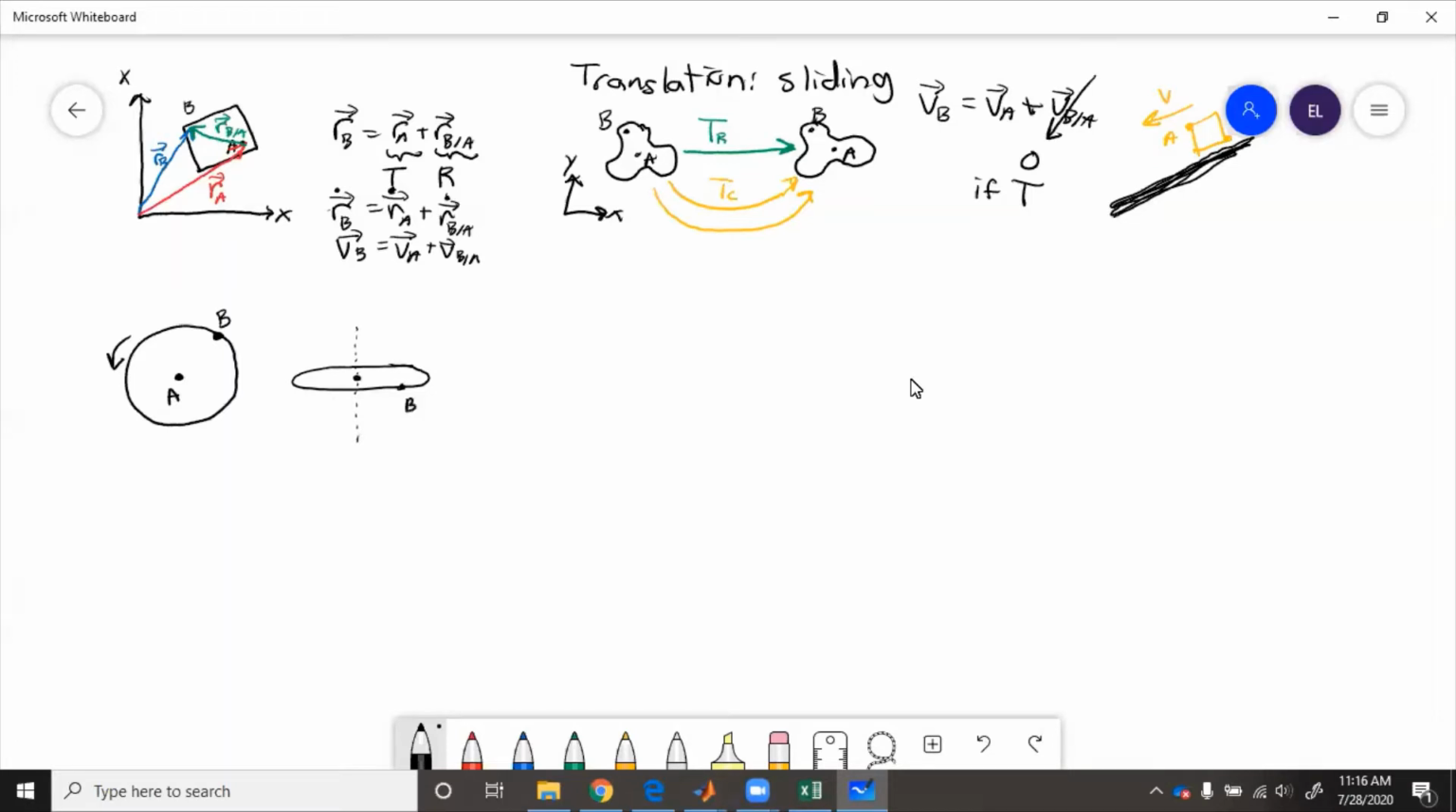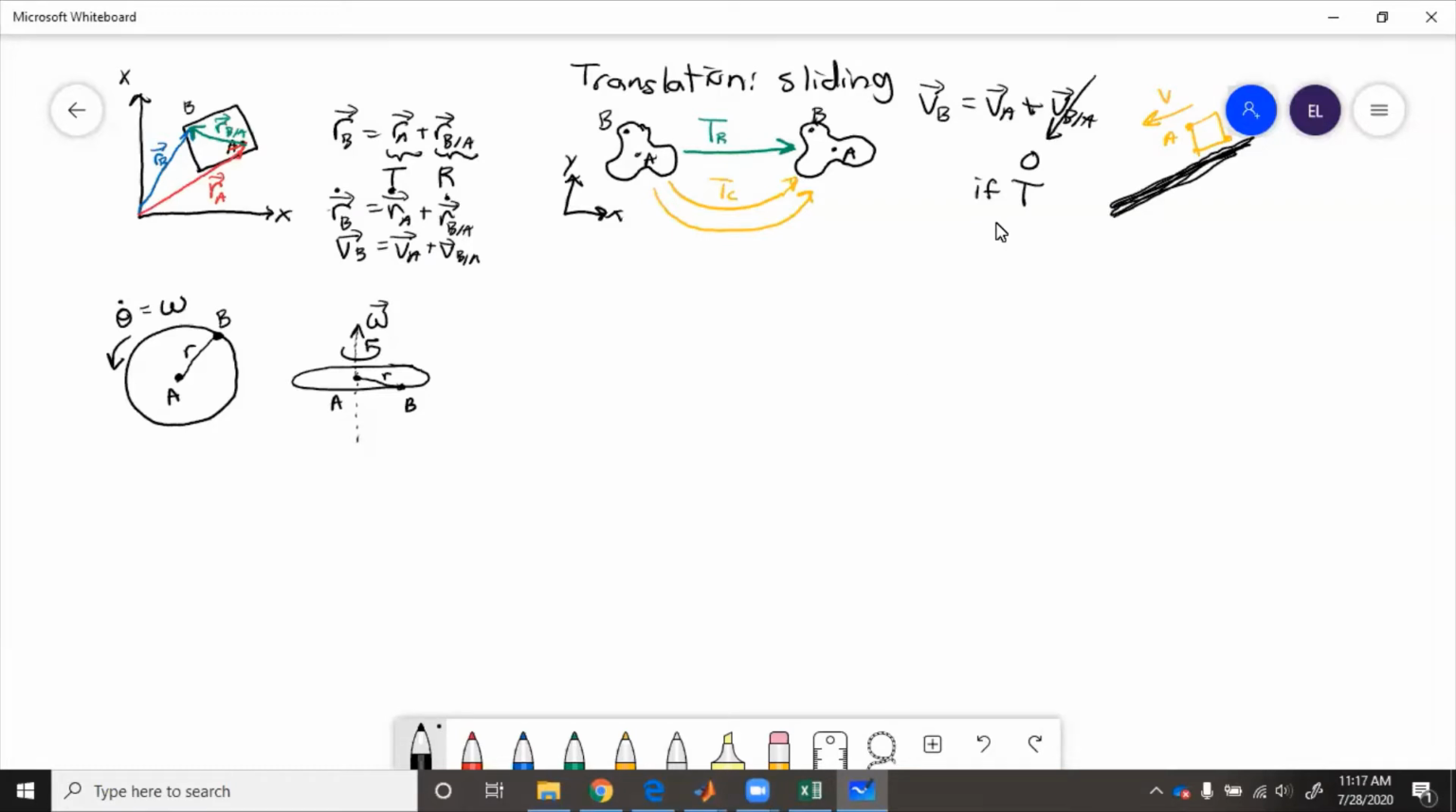So say that's B, that's A, its radius is R, and it's rotating. Counterclockwise rotation is considered positive. So we'll say that is theta dot. And theta dot is sometimes also represented as omega. Now, omega also happens to be a vector. So the omega vector goes like this for rotation in that direction.